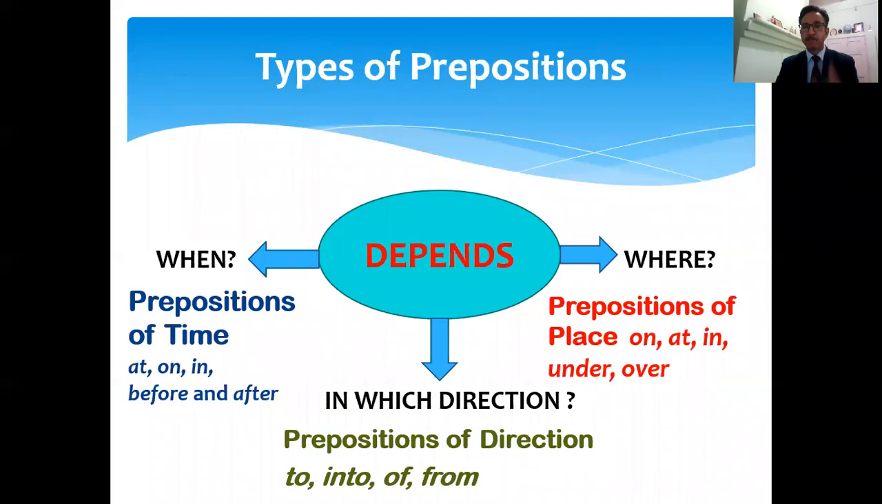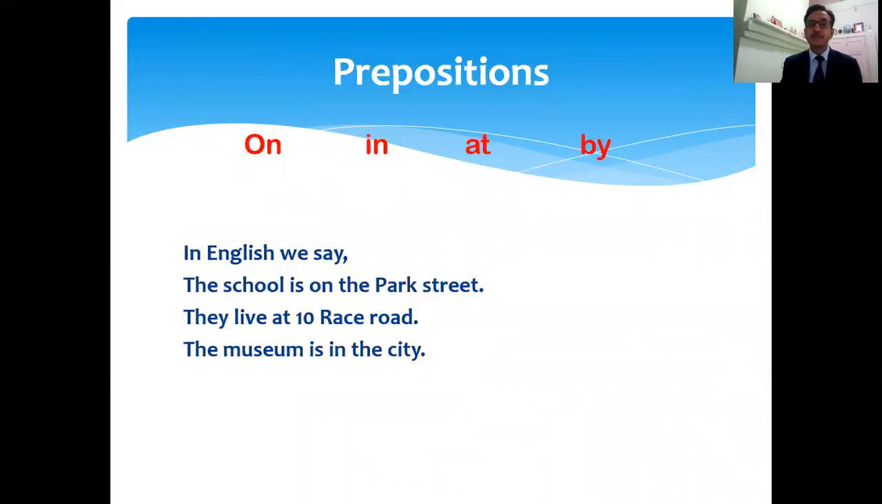Let's discuss the important ones. There are three kinds of prepositions, depending upon when, where, and in which direction the event has taken place or a thing has moved. Preposition of time, preposition of place, and preposition of direction or movement. We're already familiar with this. Let's talk about the prepositions on, in, at, and by. These are very important, and mostly the students get confused in using these prepositions.